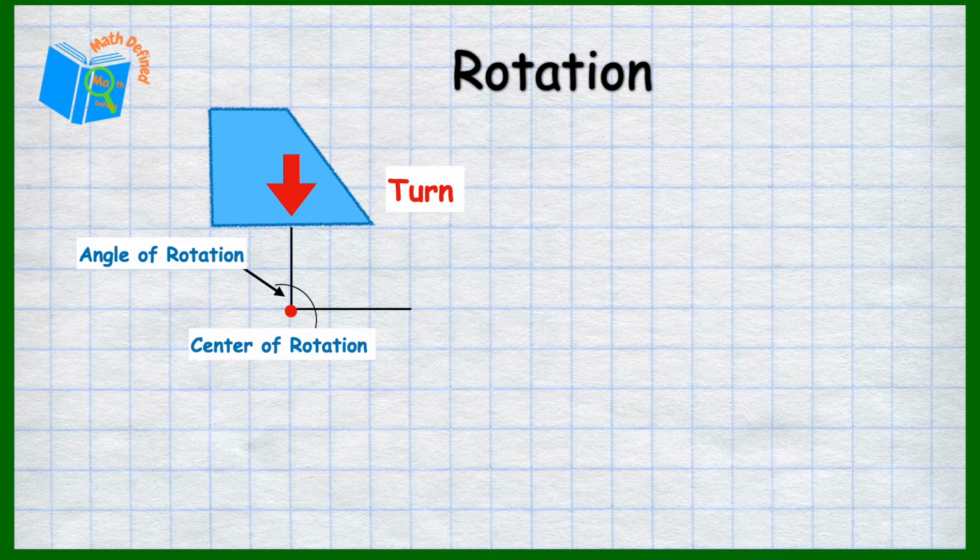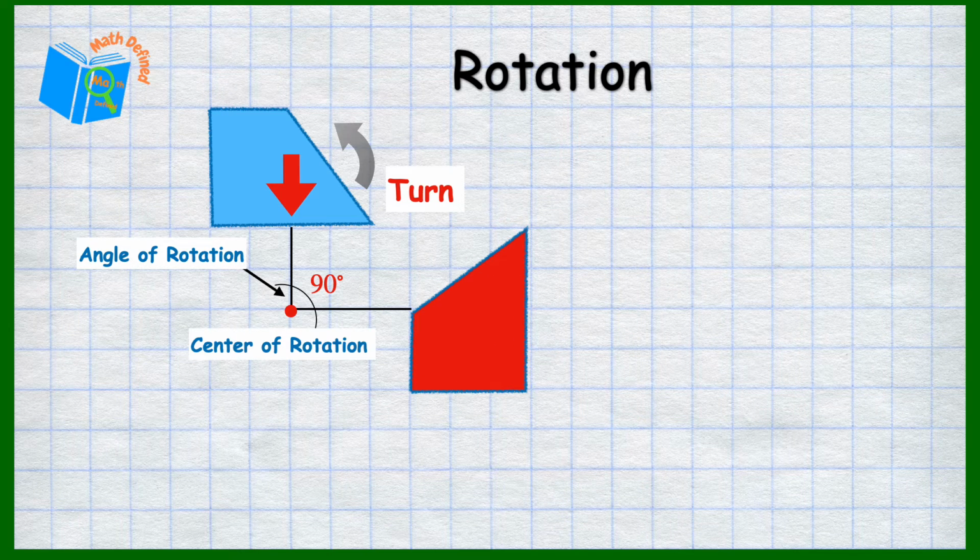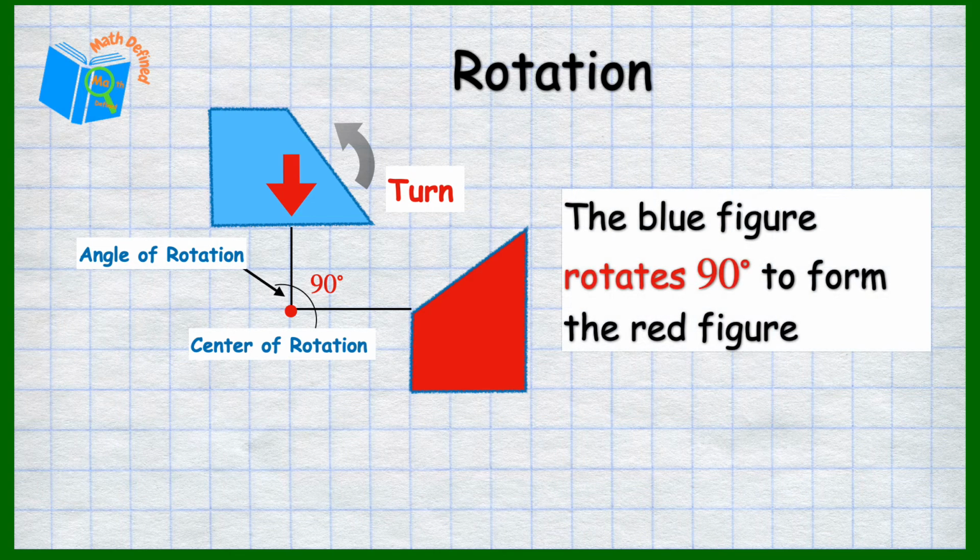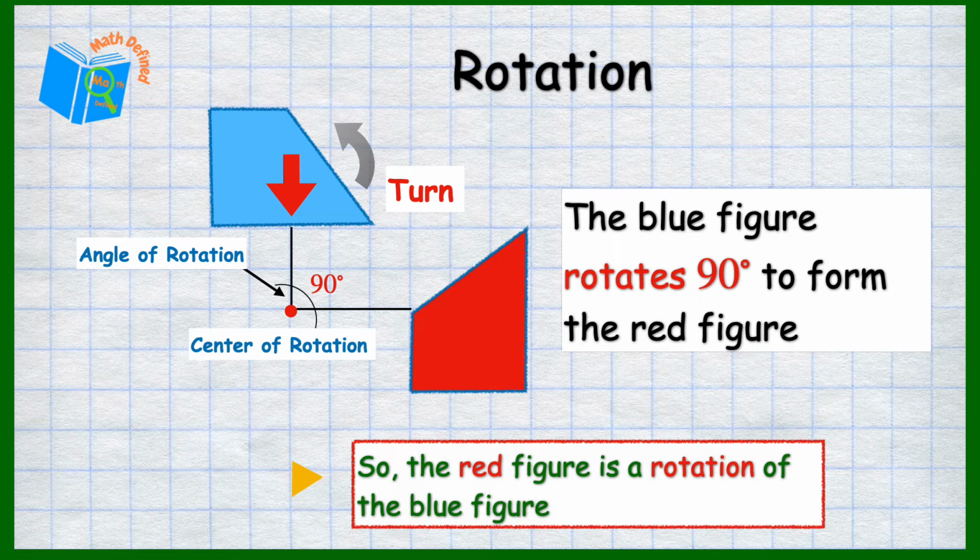For example, if you rotate a trapezoid counterclockwise 90 degrees around the center edge, the new image will be turned 90 degrees to the left, or counterclockwise, of the original trapezoid. So the blue figure rotates 90 degrees to form the red figure, and we say that the red figure or image is a rotation of the blue one.